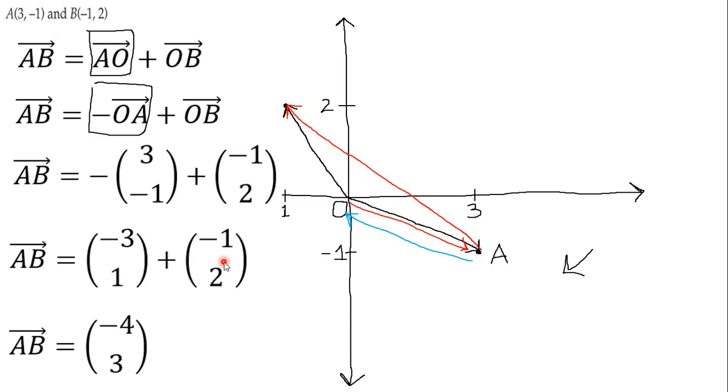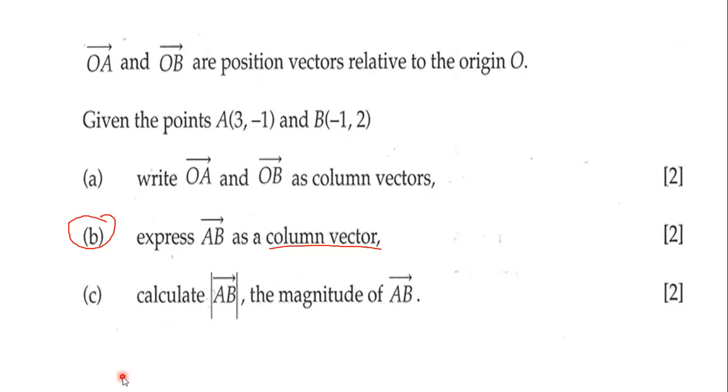And we ask, okay, what is negative 3 plus negative 1? Well, imagine you owe someone $3 and you owe another person $1. So negative 3 plus negative 1 means that the total amount you owe is 4. So that's negative 4. And then we have 1 plus 2. Well, 1 plus 2 is indeed 3. So the vector AB is equal to negative 4 and 3. Okay, so far we have considered A and we've considered B.